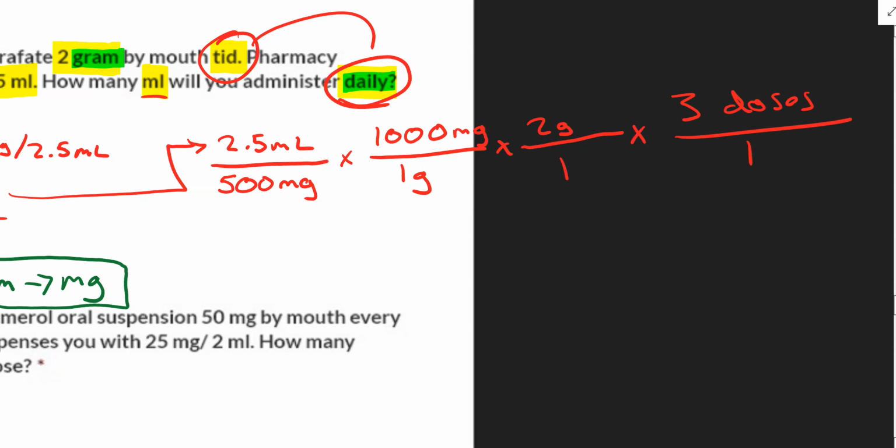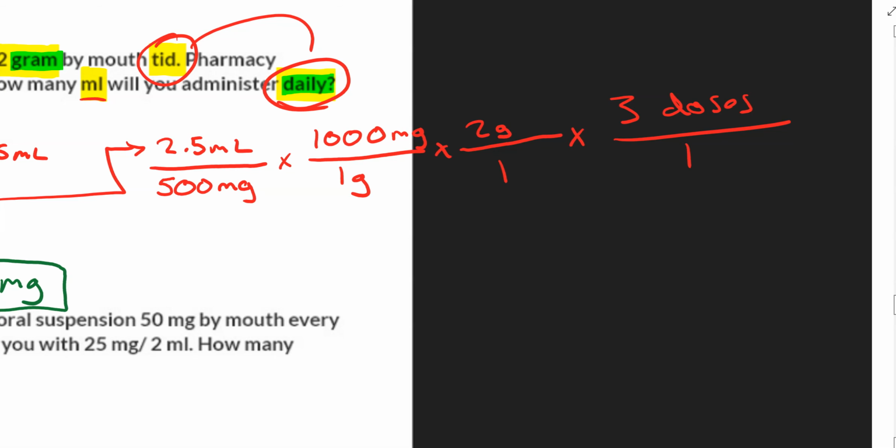So all right, we have 2.5 times 1,000 times 2 times 3 doses. Let's make sure that all these units cancel out and that we get the mLs. Remember I said when in doubt, cancel out? Let's look at the units. They're all canceling. And 3 doses, that's not really a unit, that's just letting you know that you need to do this 3 times a day, and it's wanting the daily dose.